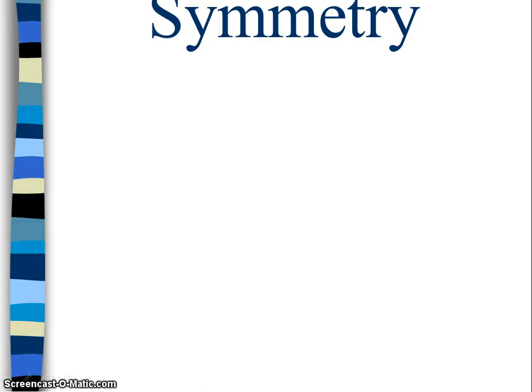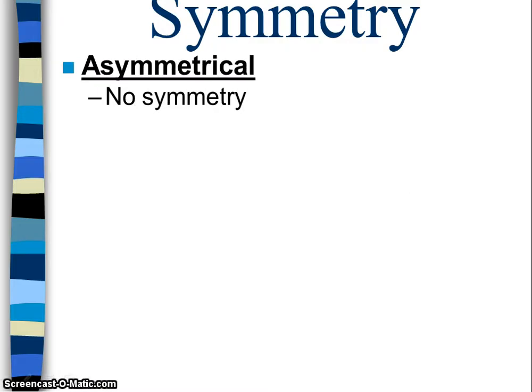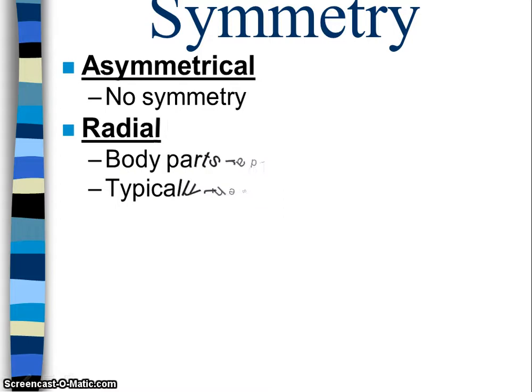As far as symmetry, I know you've learned the term symmetry before, but pretty much you can put an animal or whatever object, cut it in half, and there are two mirrored images. So the term asymmetrical means that the organism lacks symmetry. There's no typical body shape.